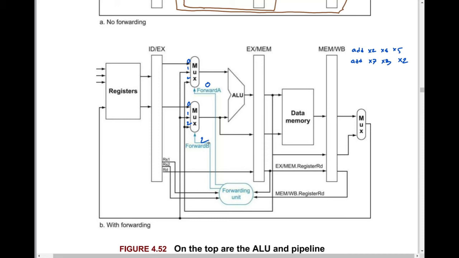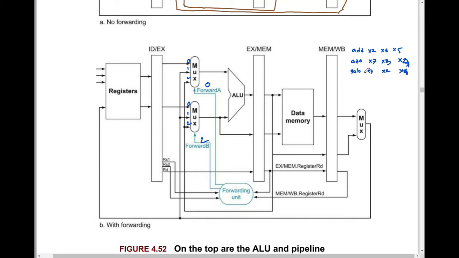Now let me add one more instruction here: sub x7, x2, x4. Now concentrate on the first instruction and the third instruction. Do you think there is a dependency? Yes, there is a dependency, right? This can be resolved by forwarding, but you need to know from where it will be forwarded.